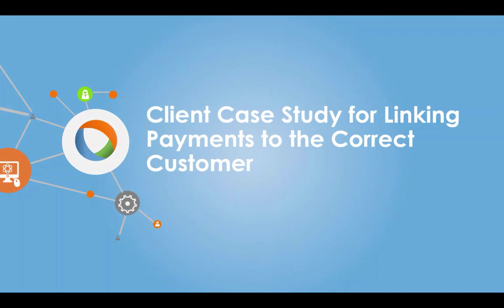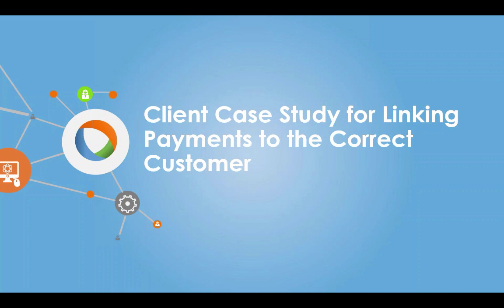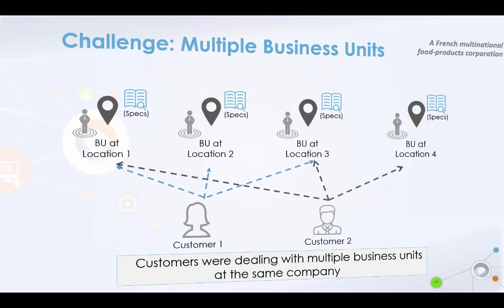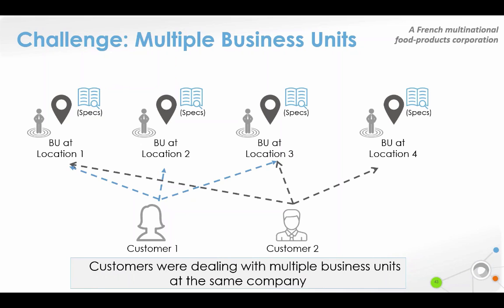So let's take a look at another case study about linking payments to the correct customer. In this case, this was a client that was a French multinational food products corporation. And what they had were different aliases for different business units. What they had created manually was a customer code map that they used. They had to use this according to each location because the different locations had different aliases. And their customers were having to deal with all 4 of these different locations at once.